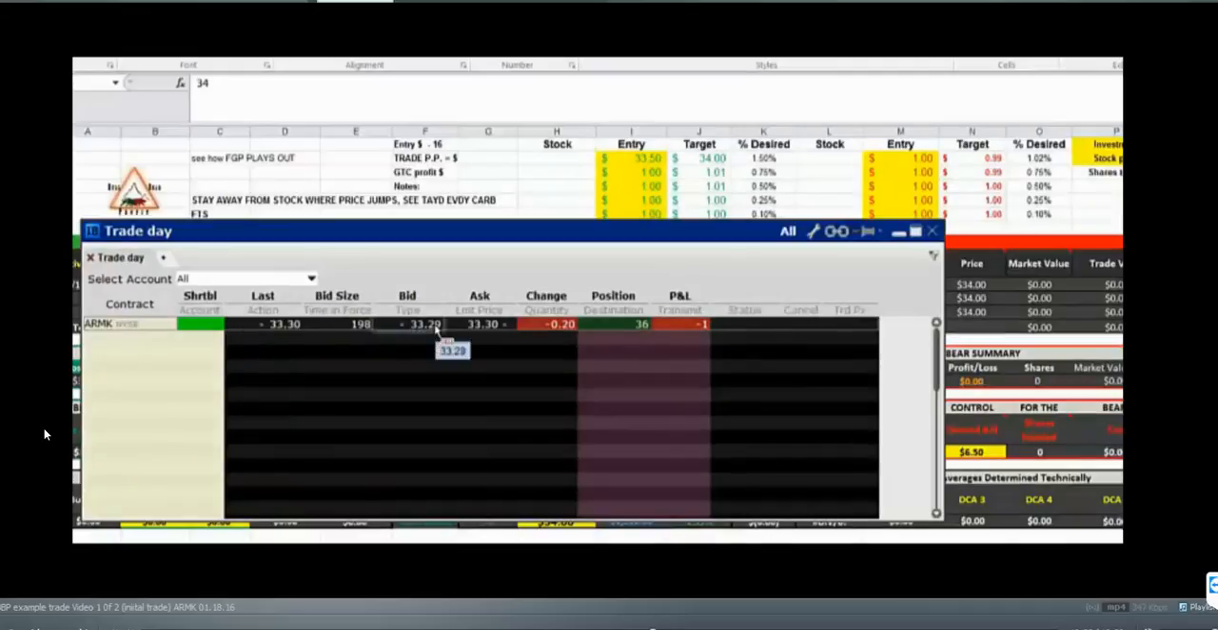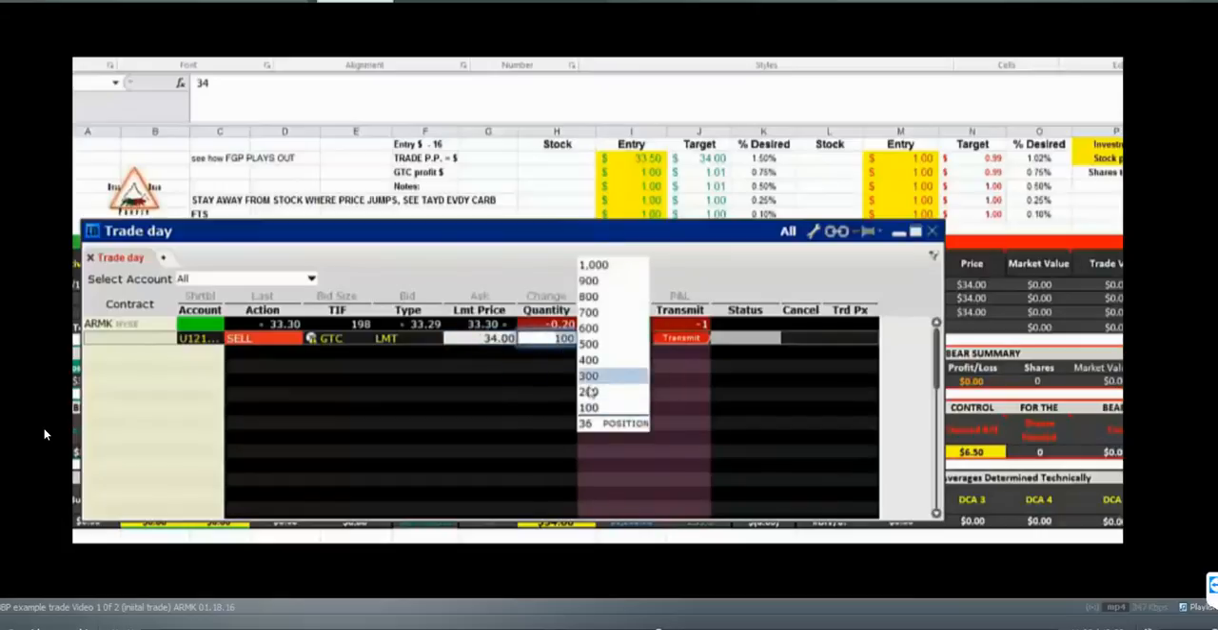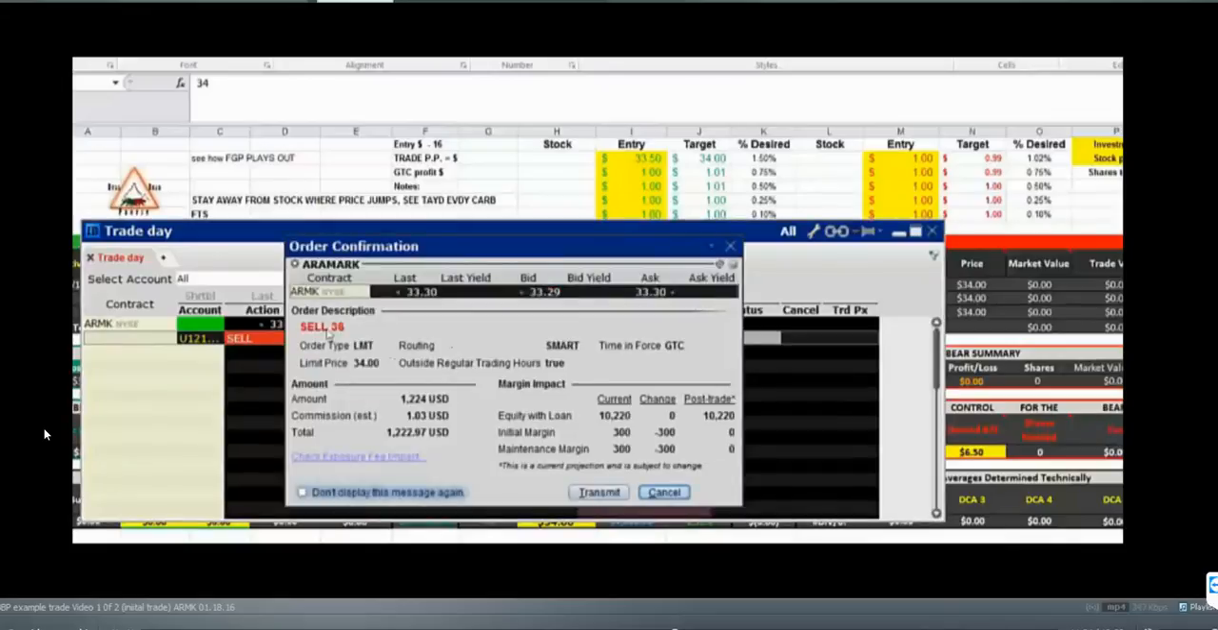and then we're going to sell at a limit price of $34, and we're going to enter in our position of 36 shares. We're on the right account. We're going to sell, once again, good till cancel, a limit order at a limit price of $34, and 36 shares is what we're going to trade. It'll have a confirmation for us. We're going to sell 36 shares at an order type which is limit. Our limit price is $34.